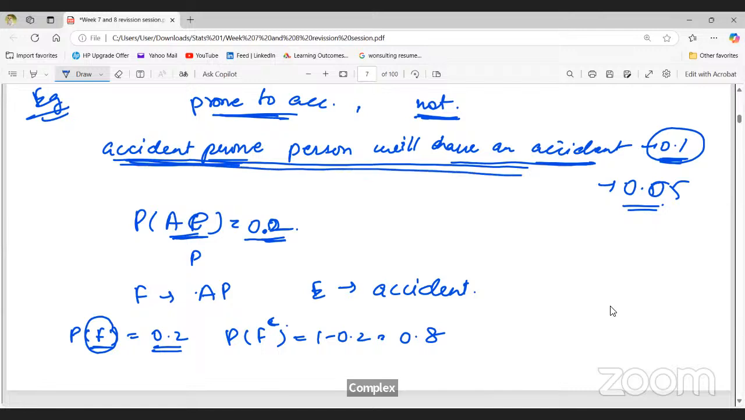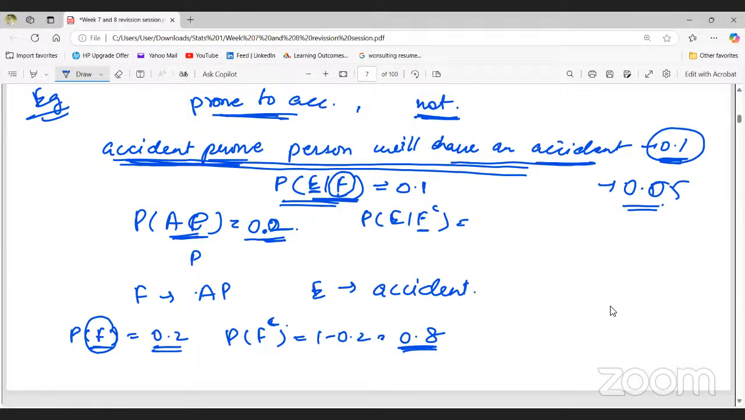Now what this says is the probability of E given F. That means he is from the accident prone class and actually had an accident. This is equal to 0.1. Now you got it how I wrote E given F? Similarly, what is the probability of E given F complement? From this, he is not from the accident prone class, but he actually had an accident. So it would be 1 minus 0.1, which would be 0.9.